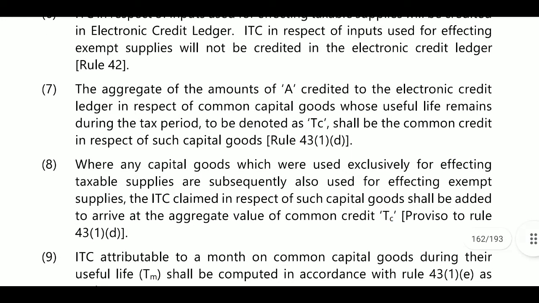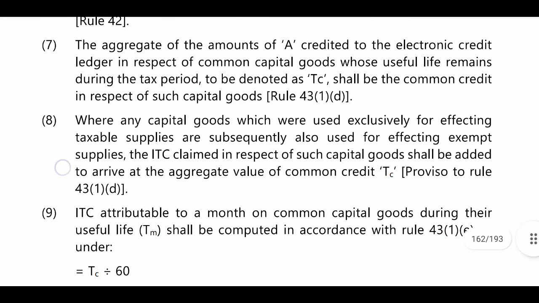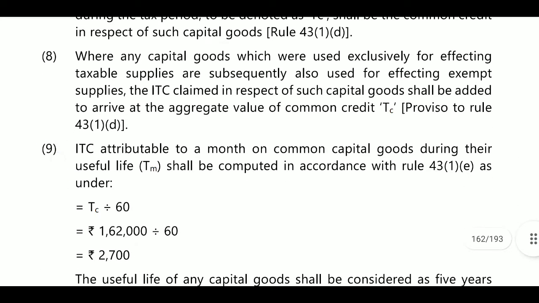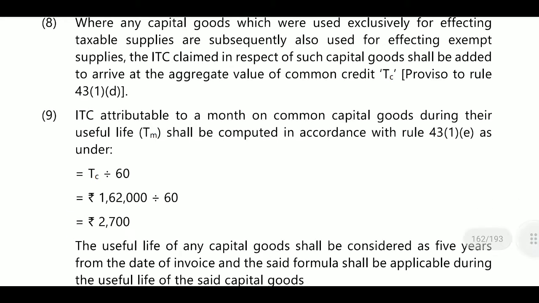Next, point number 7. The aggregate of the amount A credited to the electronic credit ledger in respect of common capital goods whose useful life remains during the tax period, to be denoted TC, shall be the common credit in respect of such capital goods. Next, point 8. Where any capital goods which were used exclusively for effecting taxable supplies are subsequently also used for effecting exempted supplies, the ITC claimed in respect of such capital goods shall be added to arrive at the aggregate value of common credit.